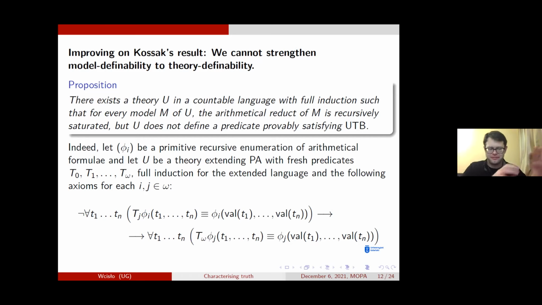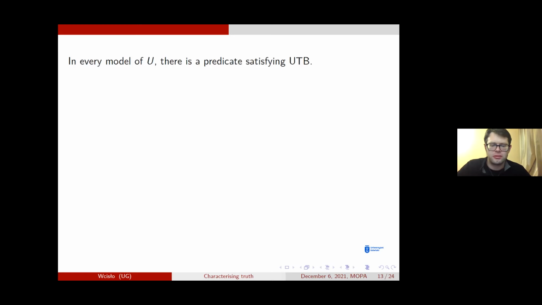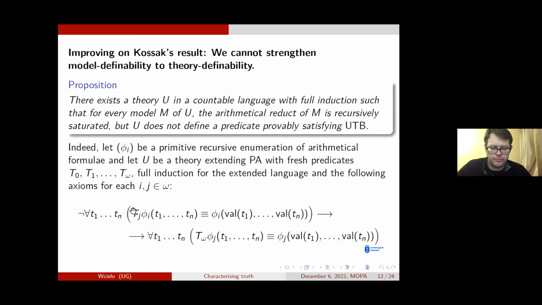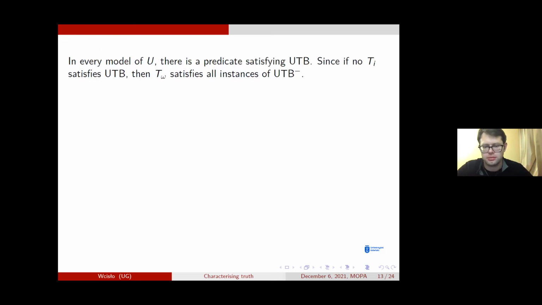So there are many guys. If some of them completely don't do their job, then you have to take a slight portion of their responsibilities and duties. Okay. So if you have a model of U, then there is a predicate satisfying UTB, namely, either some Ti for natural i satisfies UTB, then we're done, or no Ti satisfies UTB, then T omega satisfies UTB for all the Vj, right? So either one of those Tj's satisfies UTB and you're happy, or it doesn't, and then this means that T omega has to take part by part the whole job.